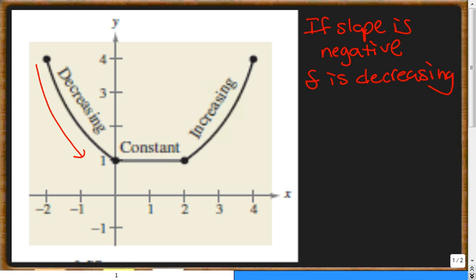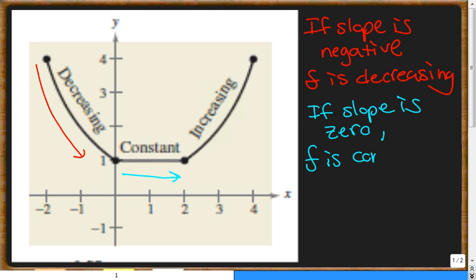Your slope is going to be constant if your slope is 0. Okay, so your graph will be constant if slope is 0. So if slope is 0, f is constant, at least for that time.